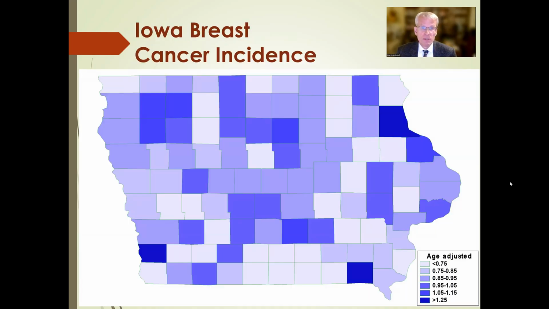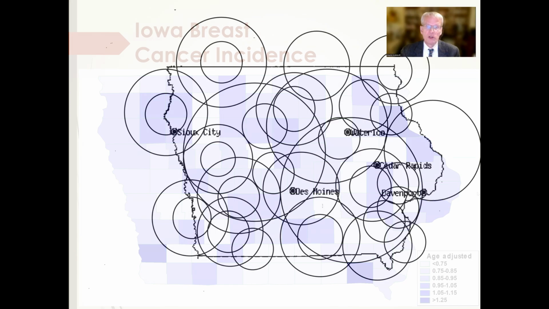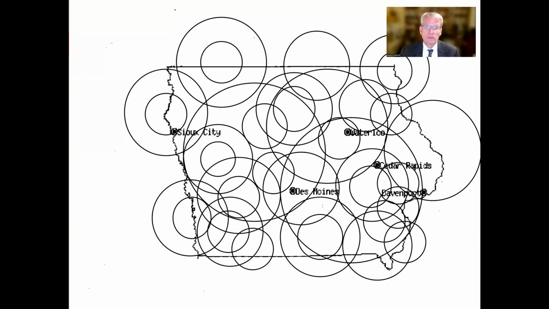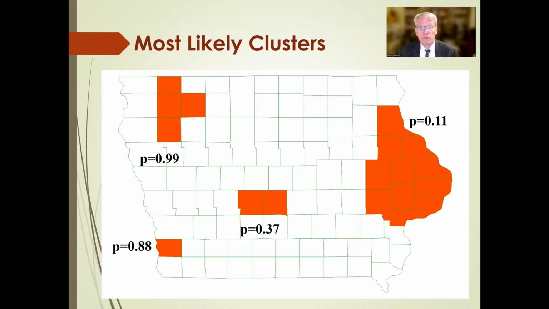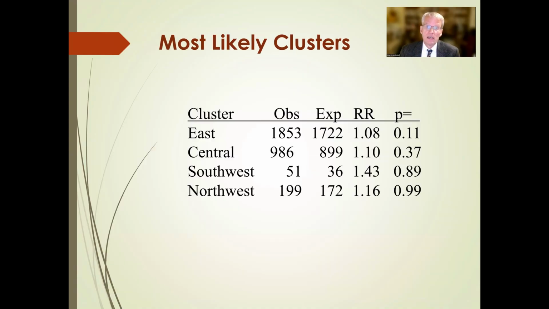So let's see what happens if we use this spatial scan statistic on the data from Iowa. Are there any clusters here? We'll do all the circles. And we find that these are the 4 most likely clusters, and the most likely cluster was in the east with a p-value of 0.11. So not statistically significant. So that means that any part of this map could be just by chance.